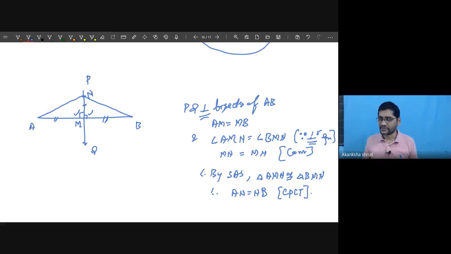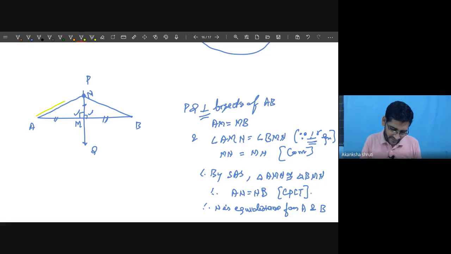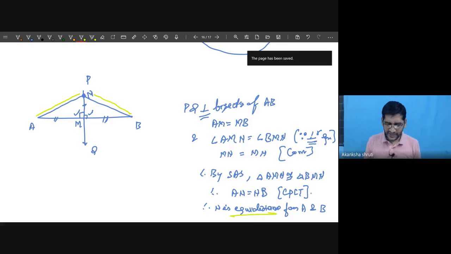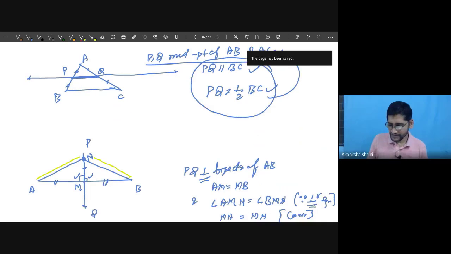So this way we have proven that N is equidistant. Equidistant means at equal distance from A and B. Equidistant simply means whatever the length of the line joining N to A, that should be the same as this one. This needs to be proved, and we can prove it with the help of congruency of triangles. So these are the concepts related to triangles. It's all about the triangle.